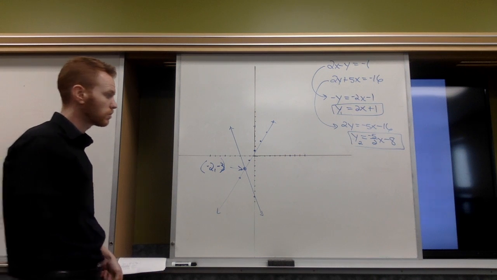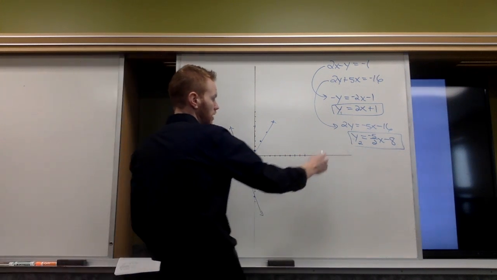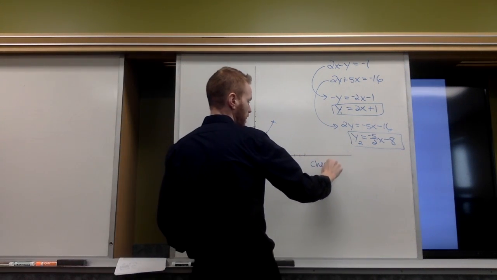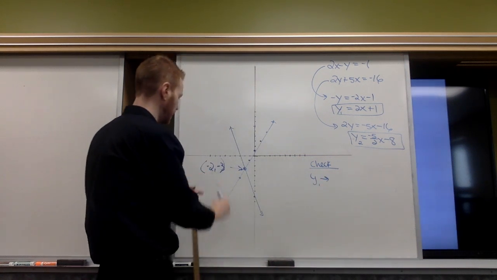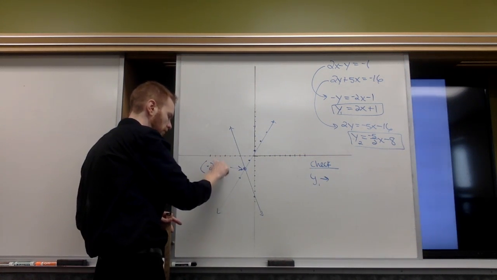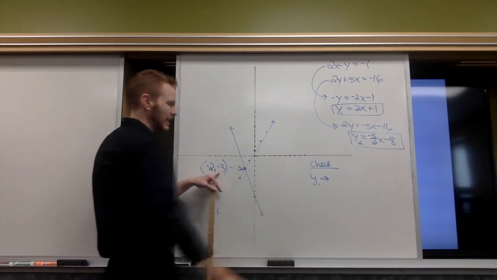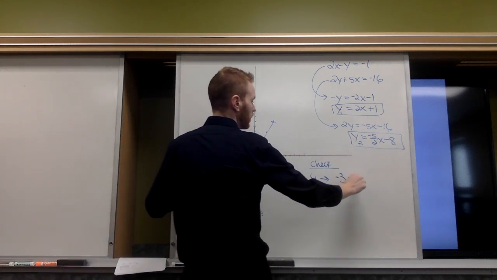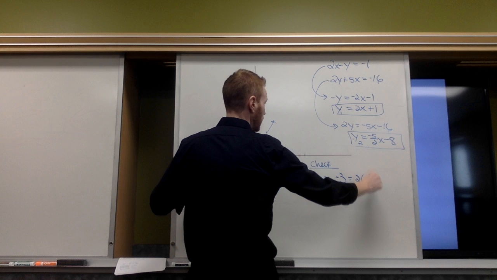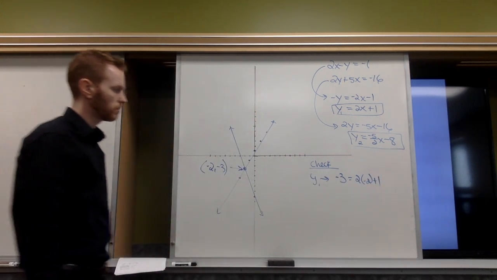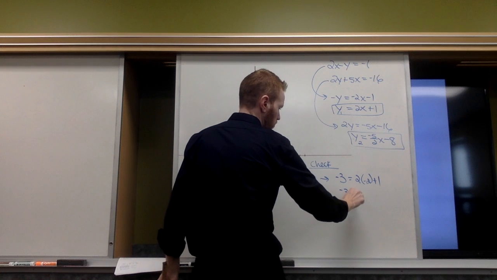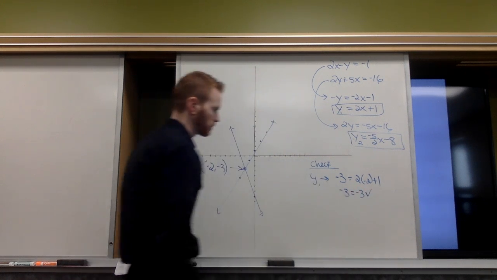Questions? So we should check our work. So we'll go ahead and do that real quick. So let's check. So the first equation, all right, I'm going to plug in, let me try that again. Negative 3 equals 2 times negative 2 plus 1. So we get negative 3 equals negative 3. That's perfect.